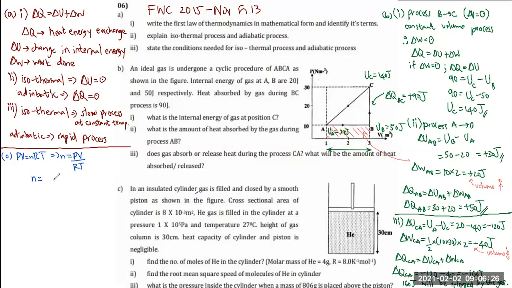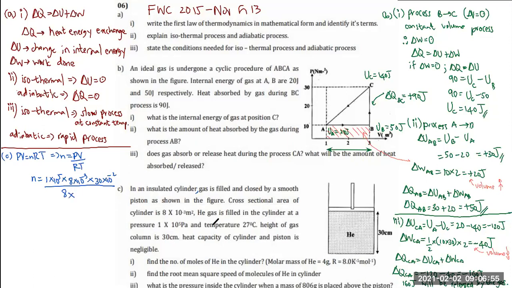N is equal to pressure, 1 into 10 to the power 5. Volume is area multiplied by height. Area is 8 into 10 to the power minus 3. Height is 30 centimeters, so it should be 30 into 10 to the power minus 2, divided by R, which is 8. They have asked us to take it as 8, so we have the liberty. It should be joule per Kelvin per mole.